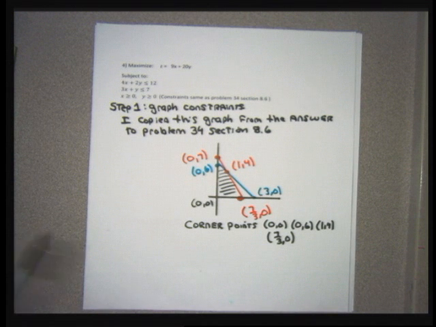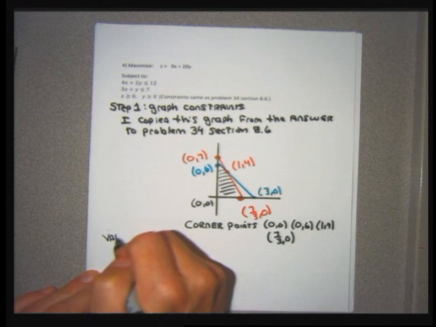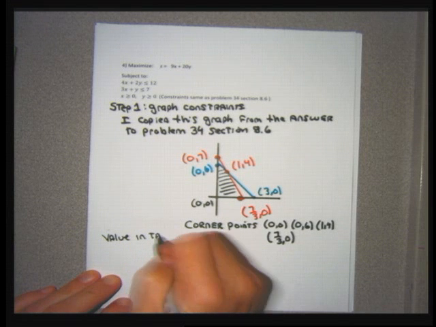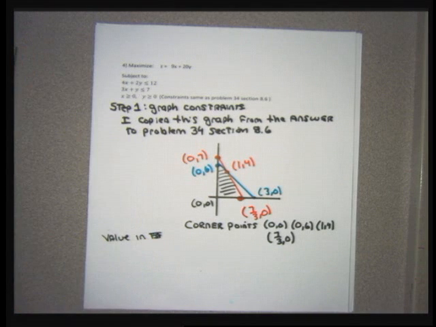Now I'm going to take each of the corner points that came from my answer, from my shading, and plug them into the target equation, or the maximized equation. We say target equation, objective function, the maximized equation, so maybe I'll just say value.